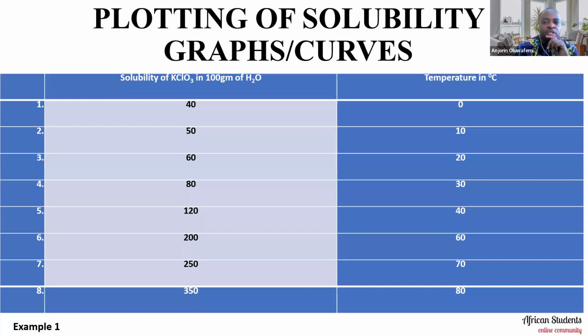Now, we'll use this as an example. Look at the solubility of KClO3 in 100 grams of water. If you look at it, these are the solubilities of KClO3 at the respective temperatures, just like what we said earlier. As solubility increases, temperature will also increase.